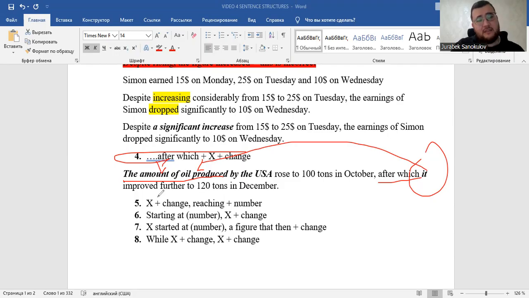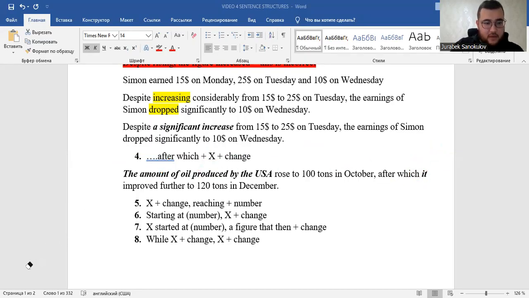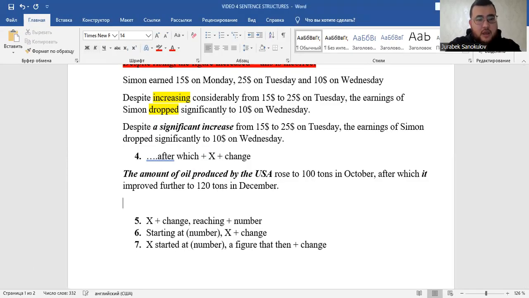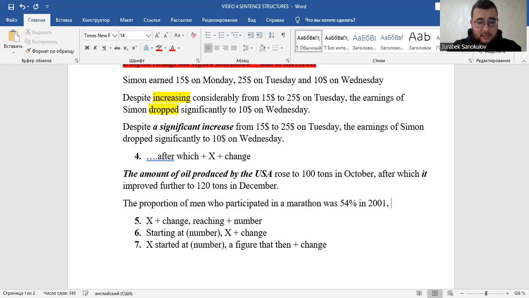I said it improved. It means that subject and verb. So let's use another sentence, and then we're going to move on. So the proportion of men who participated in a marathon, let's say, was 54% in 2001, let's just say. Look at this.